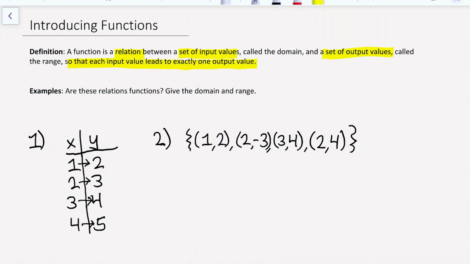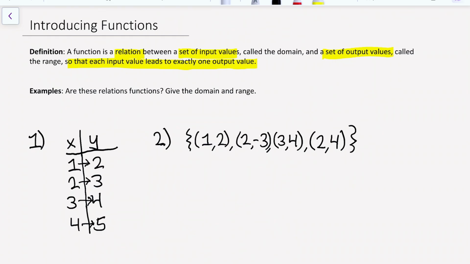I highlighted four important parts of this definition. First, we have a set of input values. Often those are x values. That's called the domain. Second, we have a set of output values, often referred to as y values. That is the range. And a function is a relation that matches up these x values with y values in such a way that each input value leads to exactly one output value. That last part is the most important part of our definition of a function, and it is the phrase that we'll keep coming back to as we look at our examples.